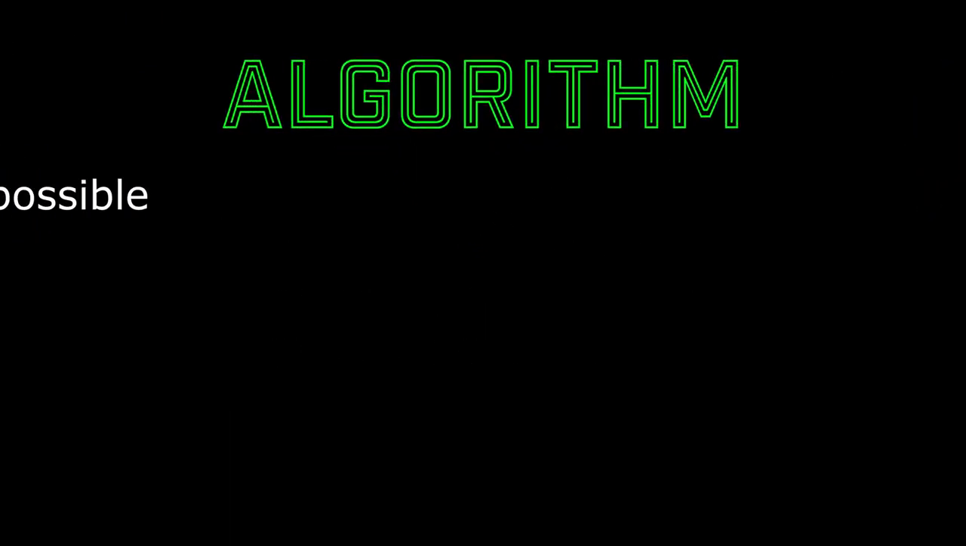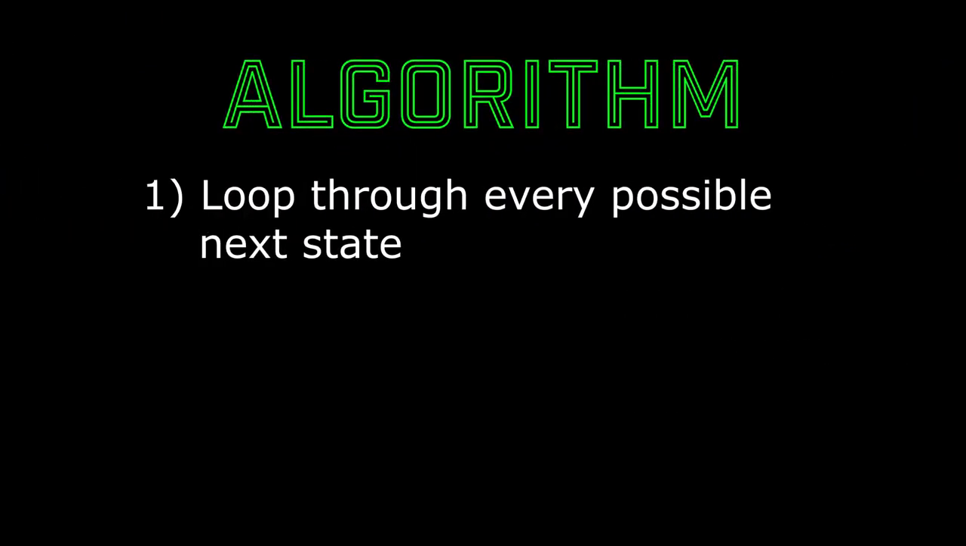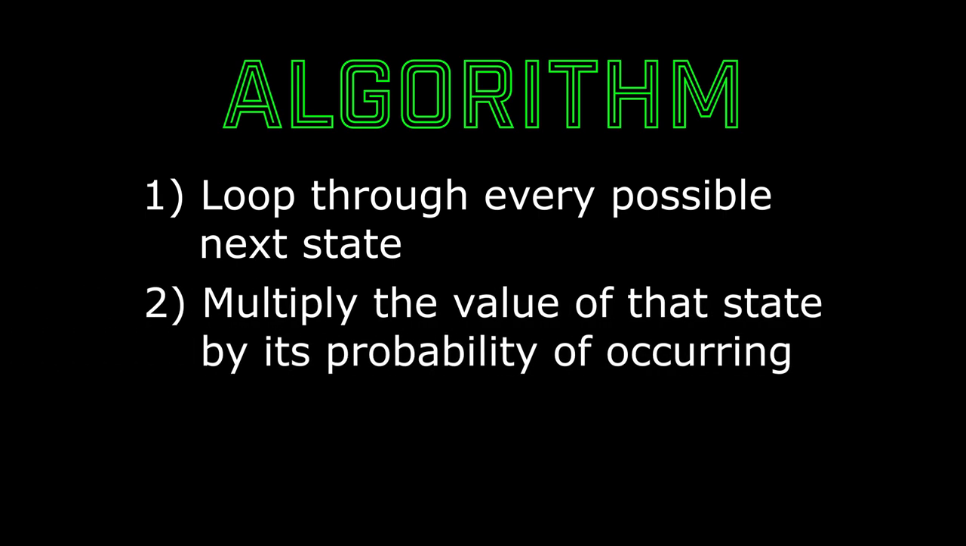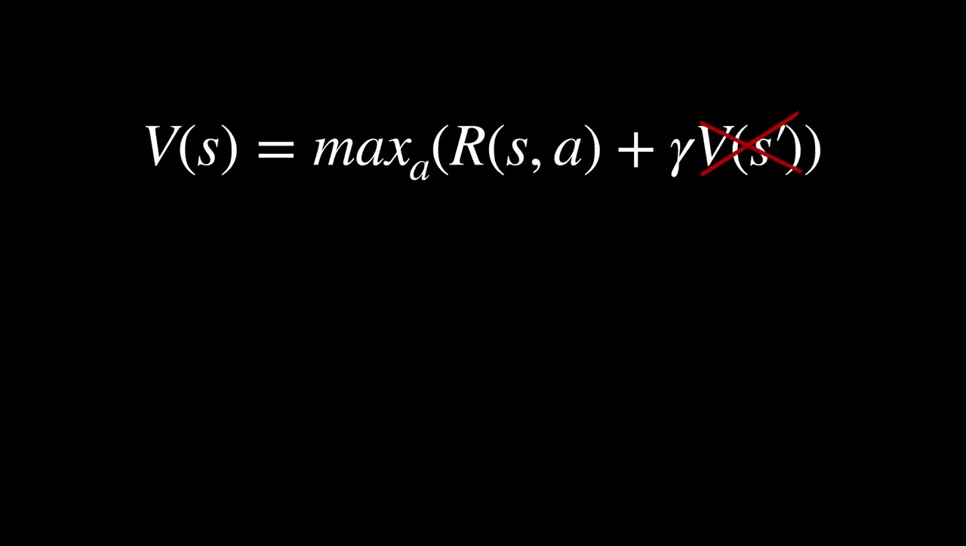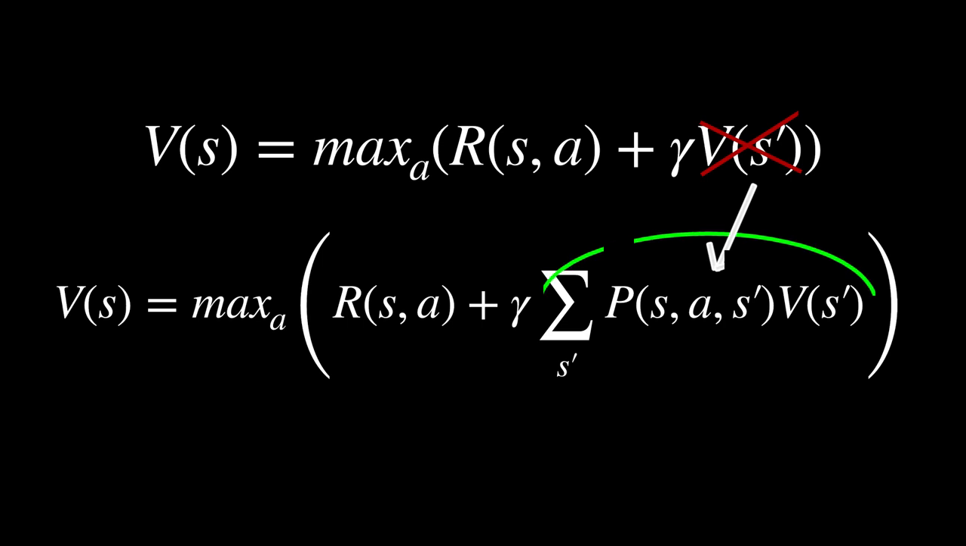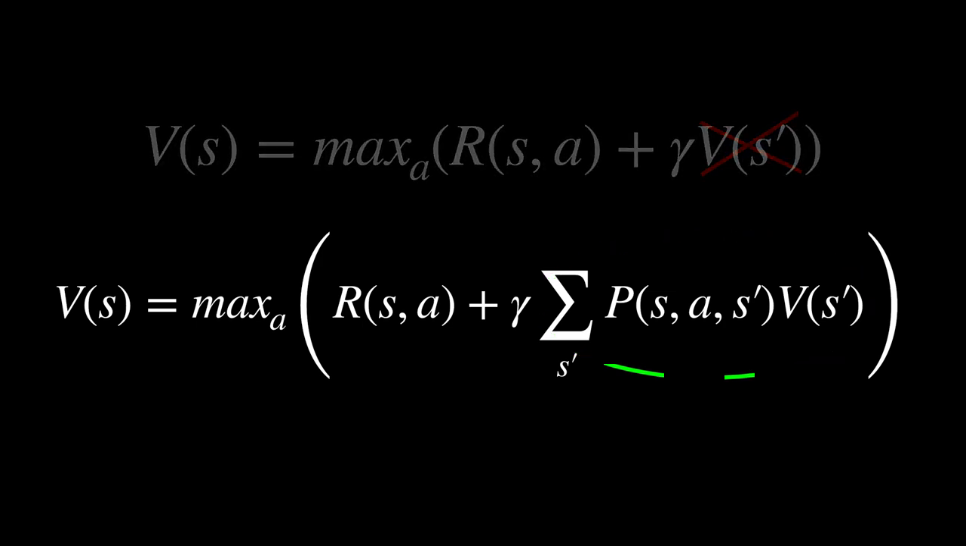So all we have to do is loop through every possible state we could transition to after taking a specific action, multiply the value of that state by its probability of occurring, and finally sum them all together. We may be able to save our Bellman equation after all. We'll just chop this out here, add this in here, and presto. Right, notice all we're doing is replacing the value of S prime with the value of all possible state transitions multiplied by their respective probabilities.